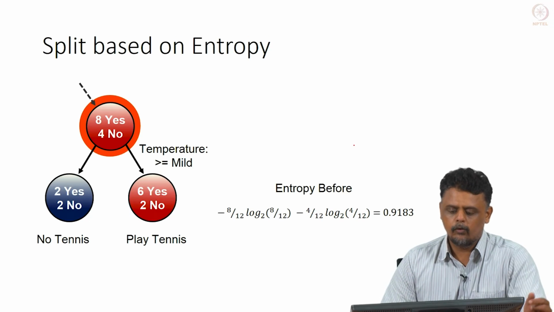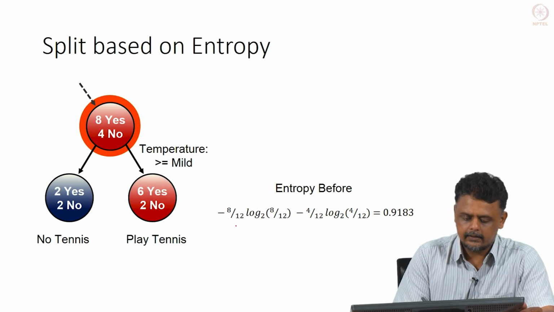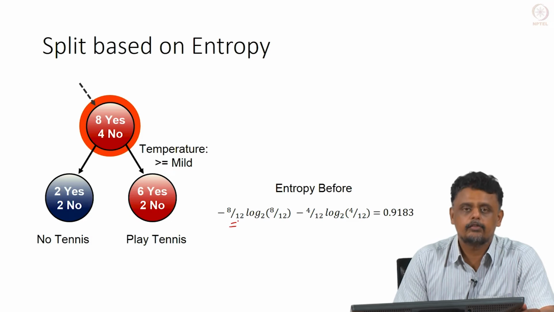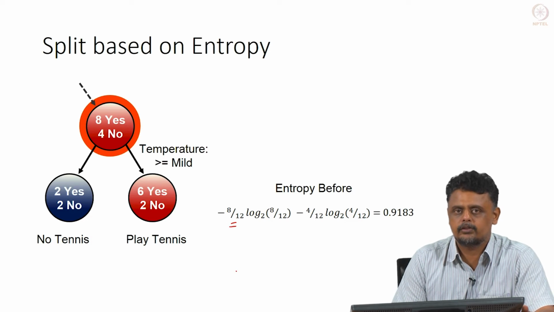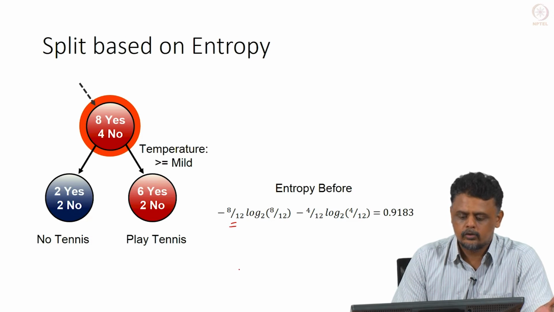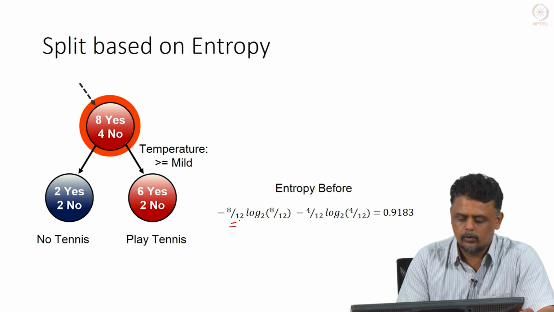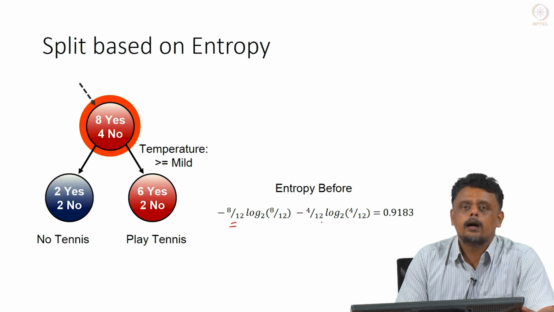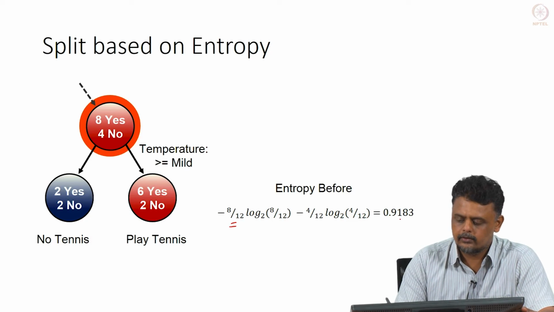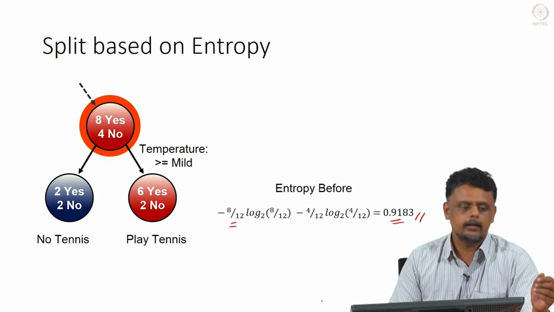So, entropy before: there are two classes, so you have to sum over all the classes. The two classes are yes and no. So, P of C is just the proportion of data points corresponding to that class. So, 8 data points out of 12 correspond to yes. So, that P is 8 over 12 log 8 over 12, and the proportion of data points which correspond to the no class is 4. So, it is 4 over 12 log 4 over 12. So, that gives rise to entropy of 0.91.